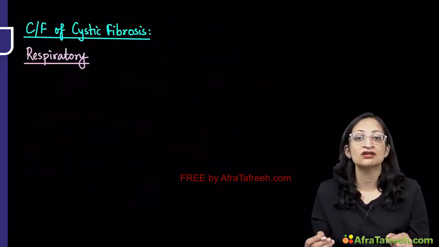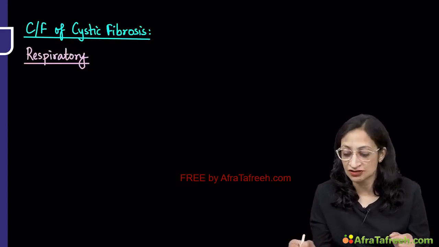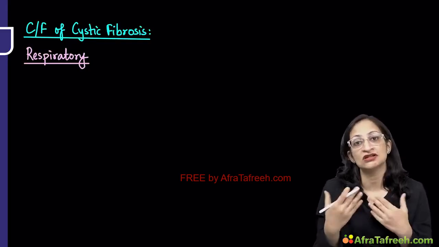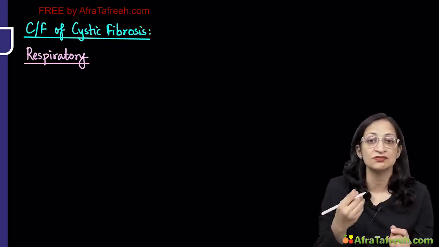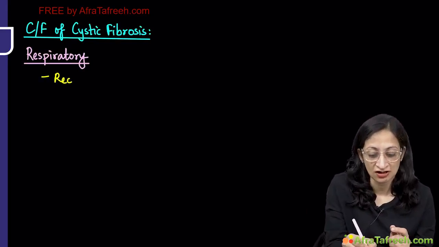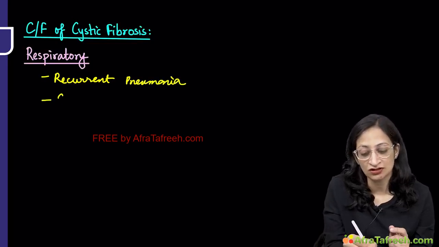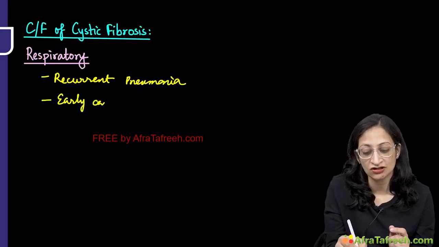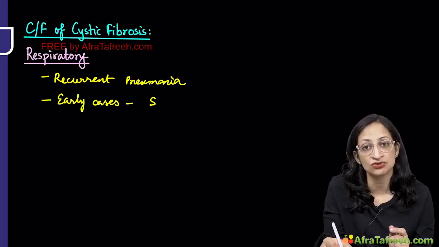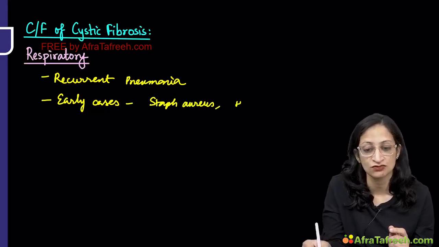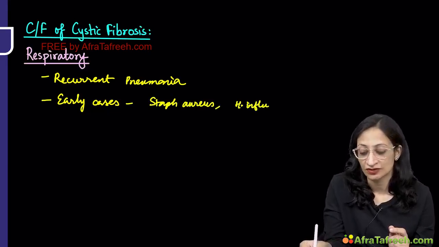Okay. Now, what are the clinical features of cystic fibrosis when we suspect it? So, as we already mentioned, there is difficulty in clearing of the secretions. So, there will be recurrent episodes of infection. So, respiratory wise, there are recurrent pneumonias. Okay, recurrent pneumonias or respiratory infections. Usually, early on in life, the recurrent pneumonias are due to the common organisms that are there in the community like Staph aureus or H. influenzae. Okay.